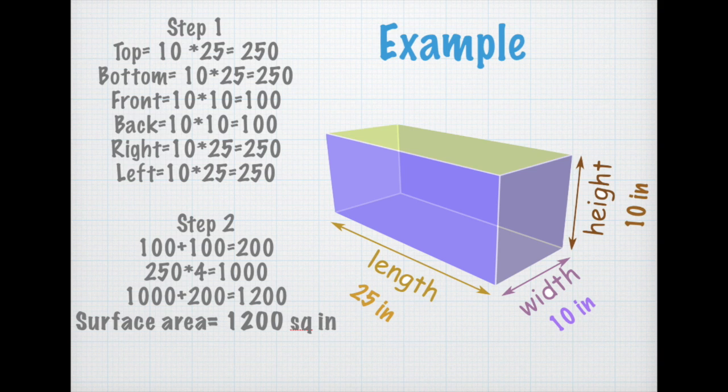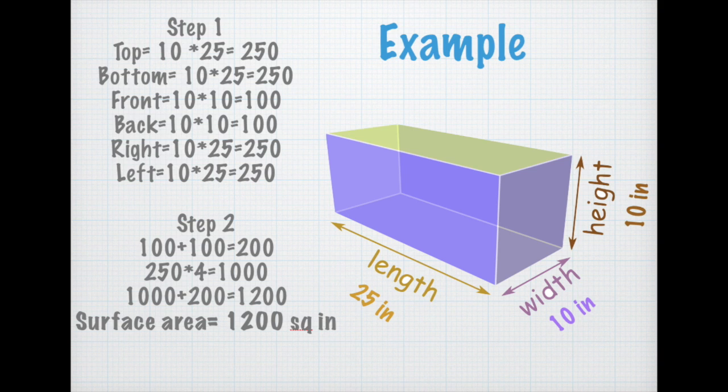Next, we're going to deal with the front and the back. I notice that that's dealing with the width and the height, so that'll be 10 times 10, which is 100. And then the back will also be 10 times 10, which is 100. Next leaves me my right and left. The dimensions we're using for the right and left side are the height and the length. So that is 10 times 25, which will be 250, and then the left will also be 10 times 25, which is 250.